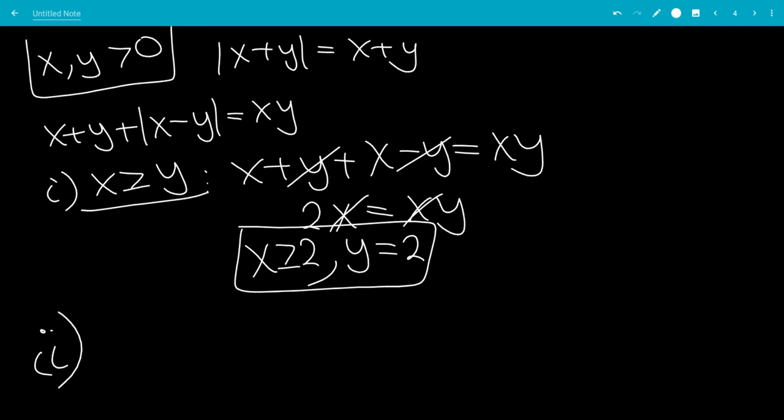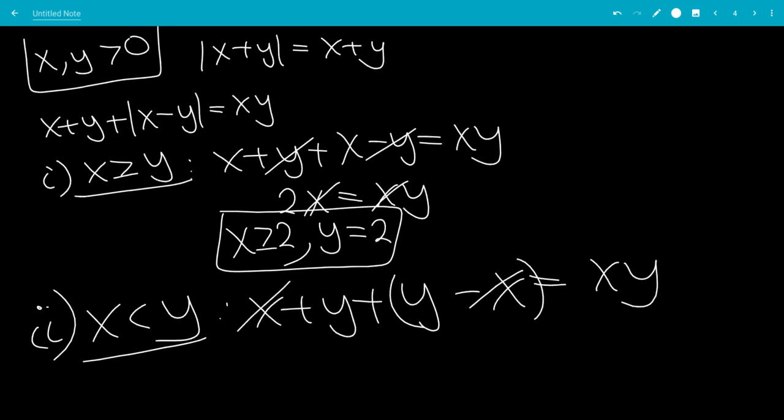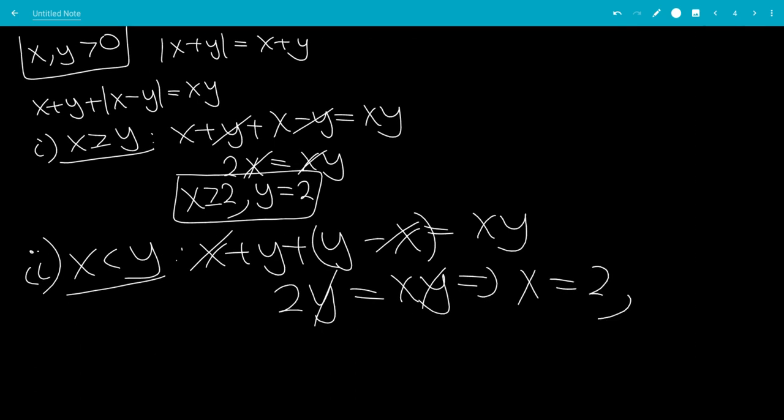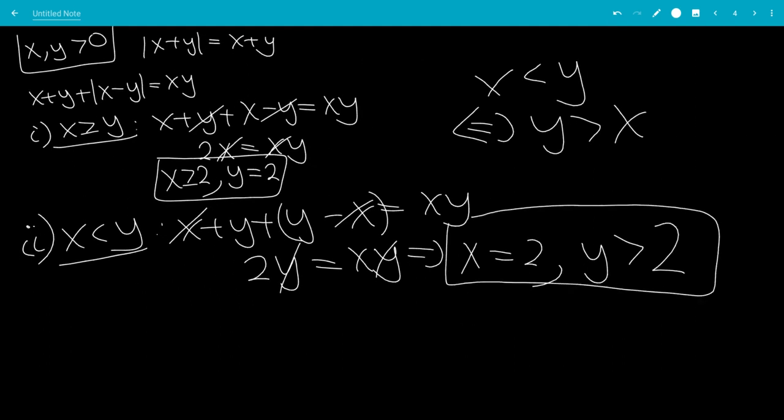The second subcase is that x is less than y. We have x plus y plus the absolute value of x minus y, where you switch the sign of the inside, so this will be y minus x, equals xy. X and negative x cancel, leaving y plus y, which is 2y equals xy. Because y is bigger than 0, you can divide by it, leaving x equals 2. And x less than y means y is bigger than x, which is 2. So that is another solution.